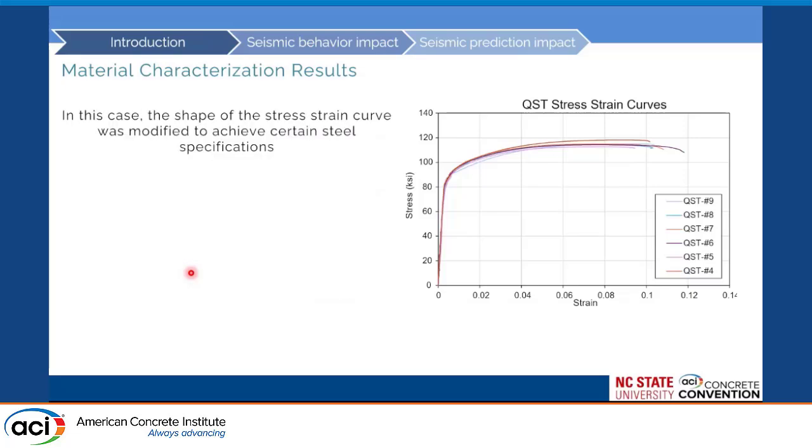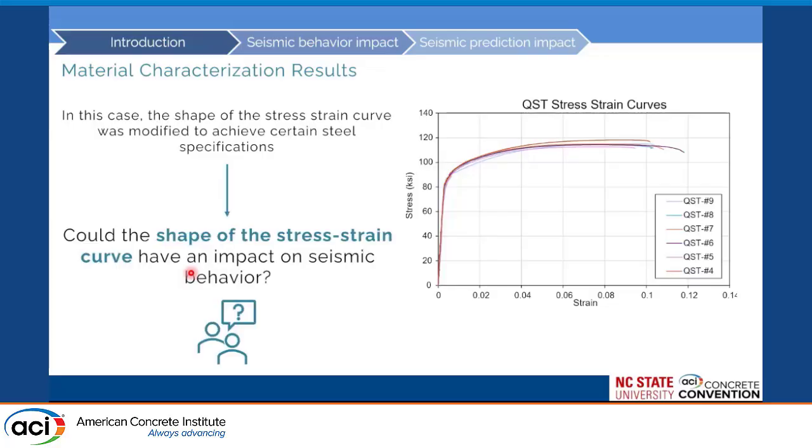So in this case specifically, the shape of the stress-strain curve was modified in order to achieve certain specifications, which is not a problem, but the consideration we need to take here is: we have this curve, and how would that affect the actual structural behavior, right? If I put that into my column, would it behave the same as the steel that was tested previously?